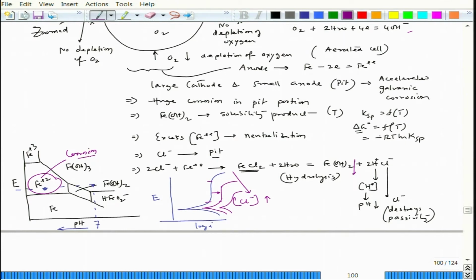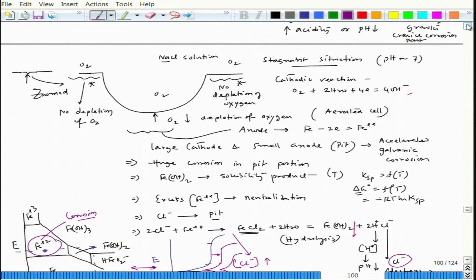So, there is a kind of interlinking between kinetics and thermodynamics. The Pourbaix diagram is the thermodynamic part and the E versus log I plot is the kinetic part. They are interlinked, leading to excessive or autocatalytic dissolution within the pit portion. Now, let us understand chloride ion concentration a little more. Here the chloride ion concentration is very high, and here it is not that high.